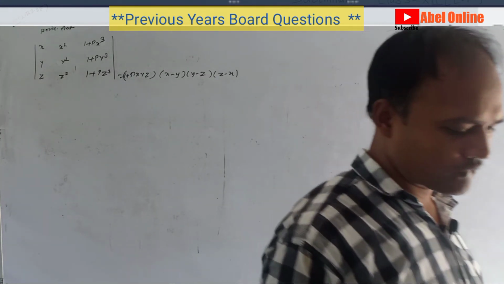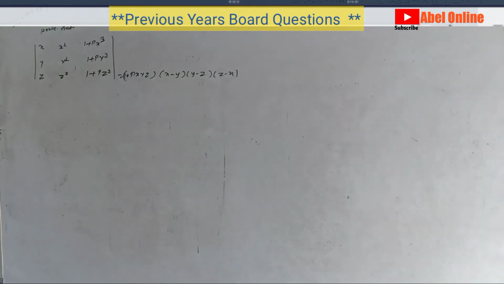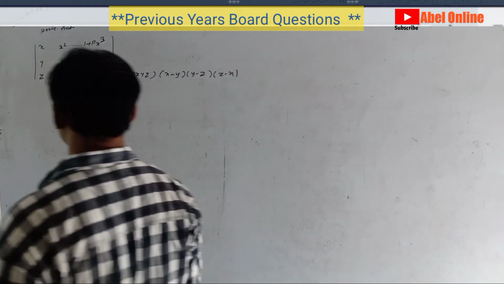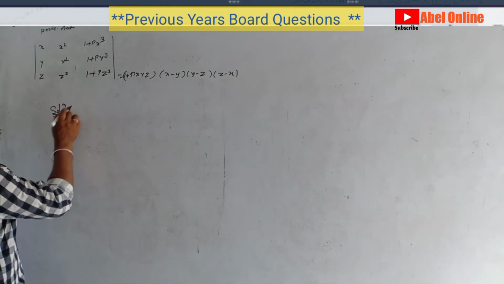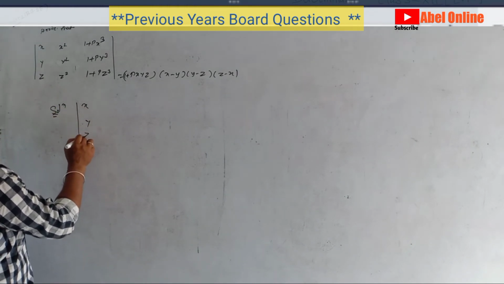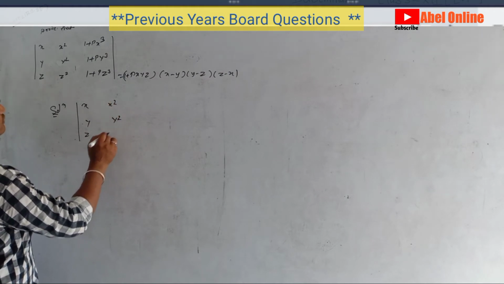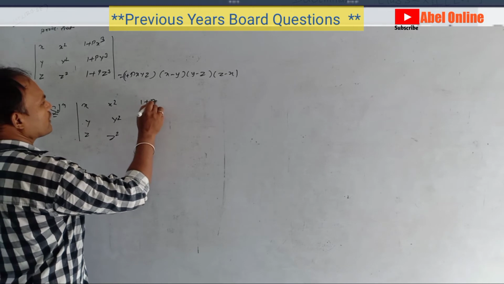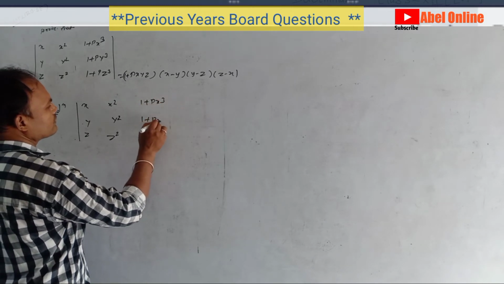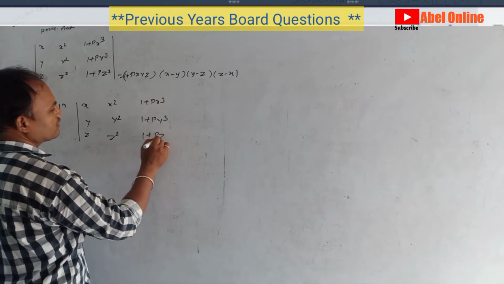So this is the question, and I think I already solved this type of question for you. So we are going to solve it. Firstly, I am going to write this question. Here I write the determinant with rows x, y, z; x square, y square, z square; 1 plus p x cube, 1 plus p y cube, 1 plus p z cube.